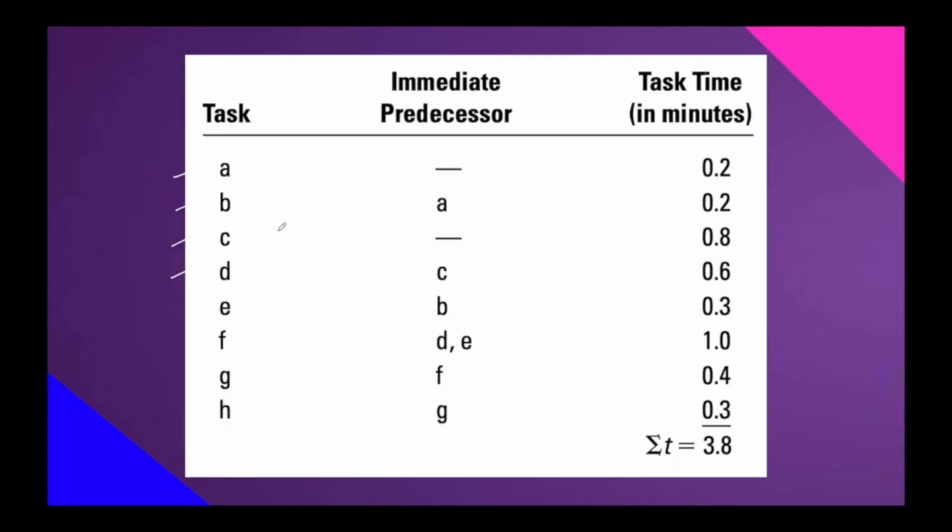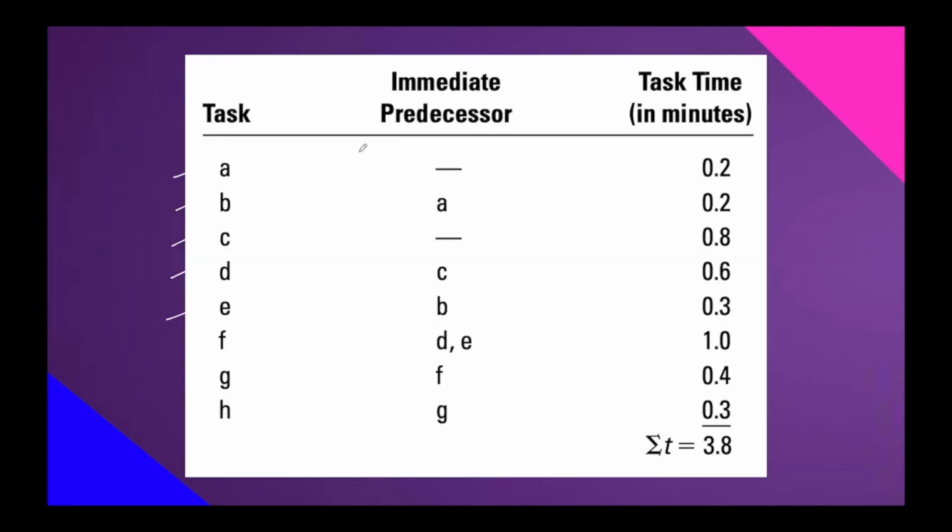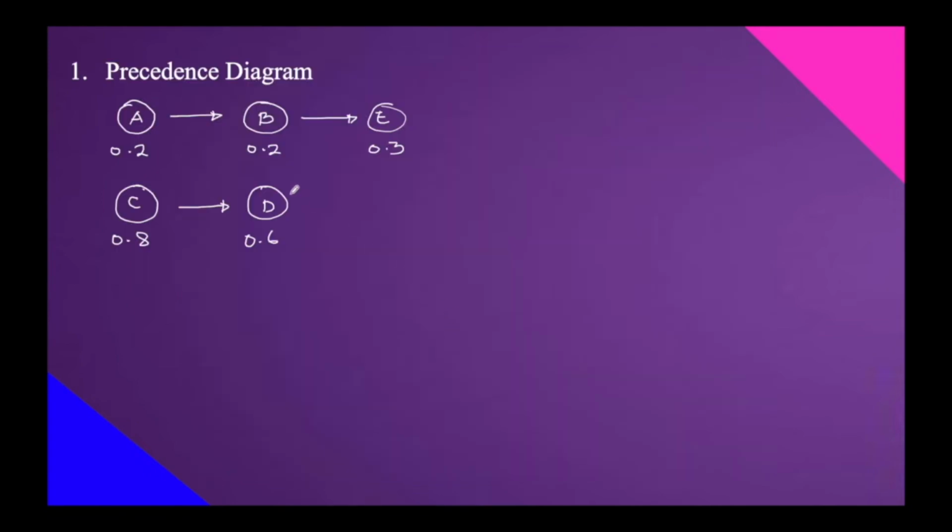Okay, now, what is the next one? Letter E. Predecessor is letter B, with a task time of 0.3. So, letter E, predecessor niya B, dito siya. And next natin, we have F, which has two predecessors, D and E. So, pwedeng dito natin ilagay si F or sa gitna, pwede rin naman. We have here 1 minute task time.